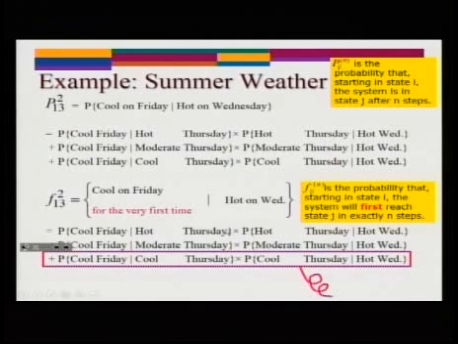So for the 2-day forecast example, using the same summer weather example, here's the main difference, right? So P sub 1,3 in the square matrix, in words, is the probability that the weather will be cool on Friday given the weather is hot on Wednesday. And we also talked about the first passage probability, f sub 1,3. That is the probability that the weather will be cool on Friday for the very first time, given the weather will be hot on Wednesday, right?